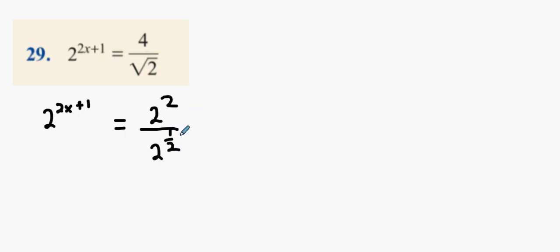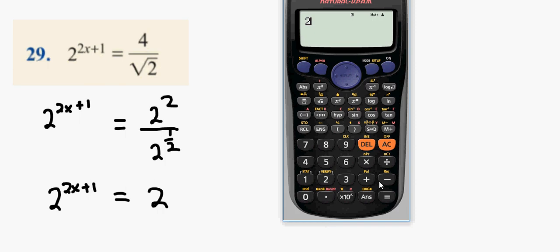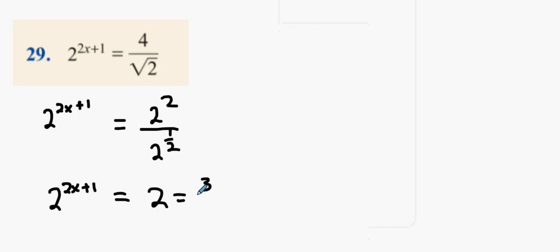What's the division rule, or what you do with powers when it's 1 divided by the other one? You minus them. What's 2 take away a half? Now it is 1.5, you're right, but we're going to be dealing in fractions, not decimals. 3 over 2 is correct. So what does the question now become? 2 to the power of 2x plus 1 equals 2 to the power of 3 over 2.